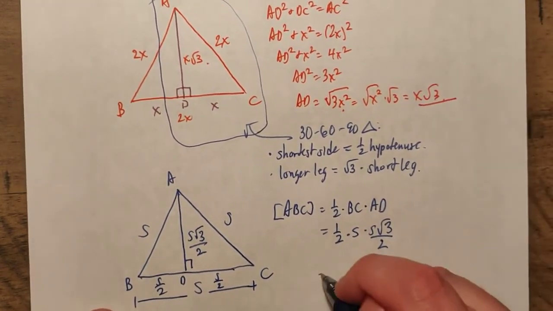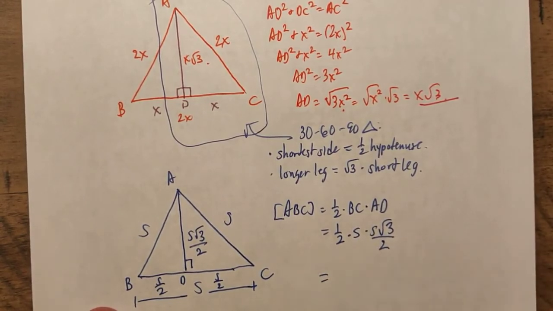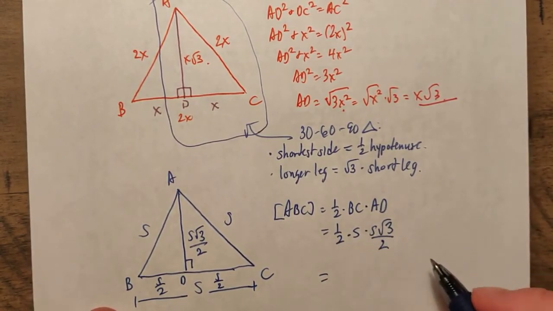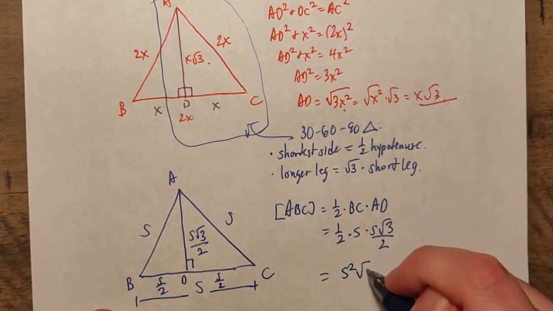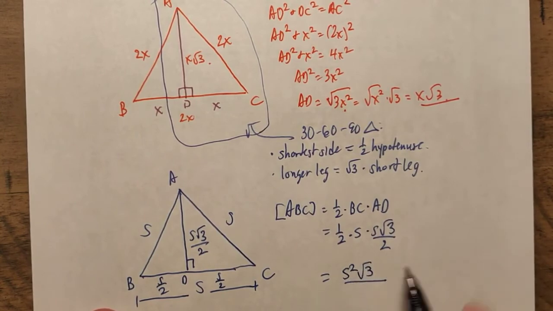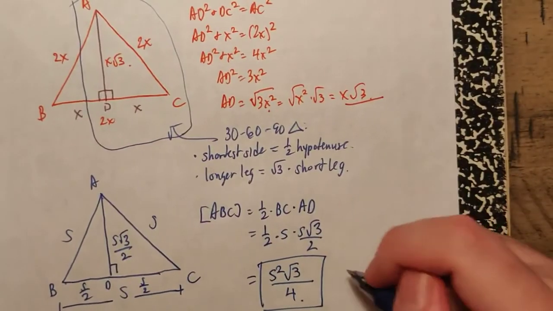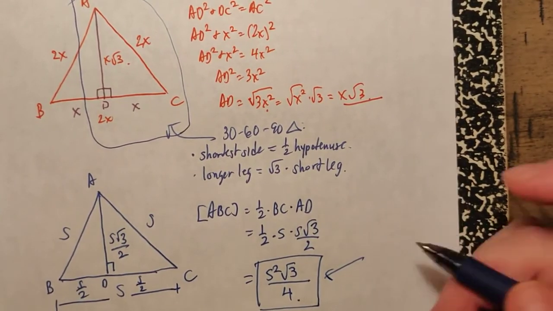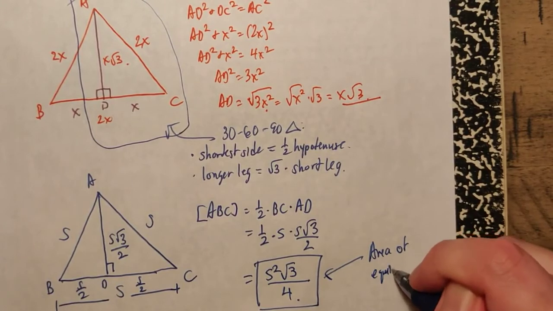Okay, and now we can put this all together. So notice that in the numerator there's nothing to cancel. So in the numerator, we just gather all the terms. We have 1, s, and s radical 3 over 2. So that's 2 copies of s, s squared. We have a radical 3, and the denominator is 2 times 2, which is 4. So notice that this here is important. I want you to focus on this. This is the area of an equilateral triangle with side s.